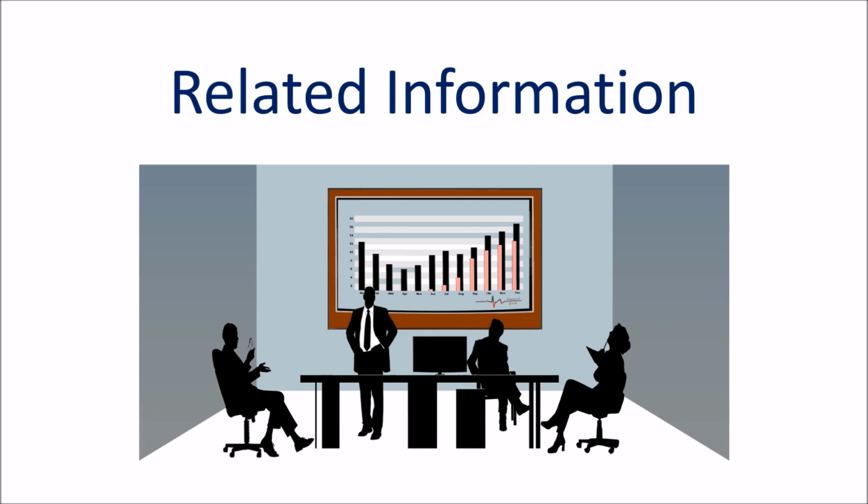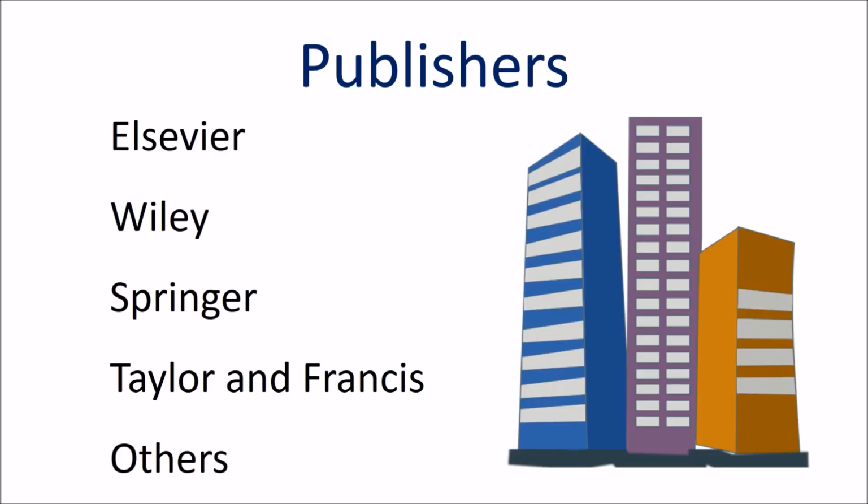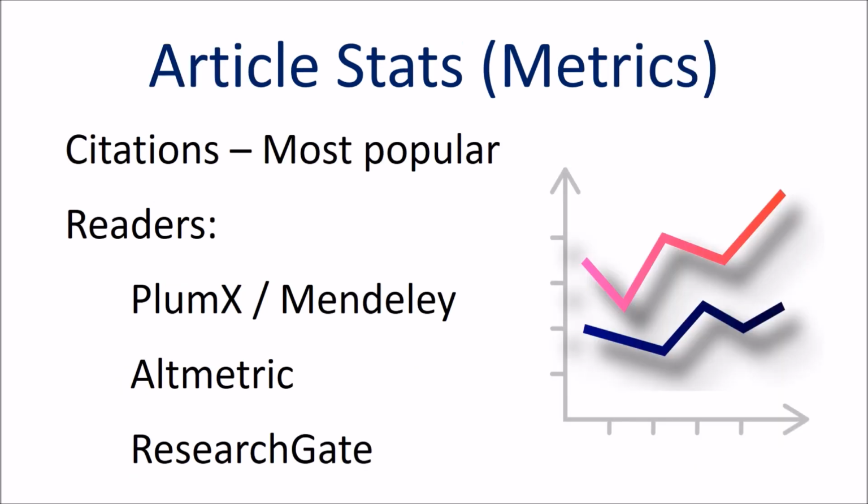Here is some related information. Elsevier, Wiley, and Springer are big publishers of medical literature. To me, the biggest distinguisher of these companies are the extra features that they offer, like article metrics. Article metrics most often include the number of citations an article gets. Newer metrics include how many times an article was downloaded, shared on Twitter, mentioned in the news, and so forth. Such data is accessible through PlumX, Altmetric, and ResearchGate. So Elsevier offers PlumX and Mendeley stats, while Wiley offers Altmetric stats.